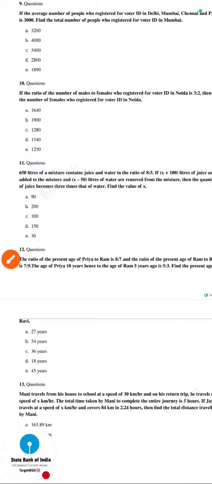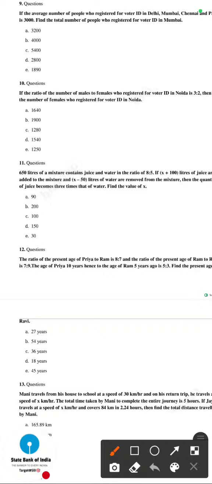650 liters of mixture contains juice and water in the ratio of 8:5. So 650 in the ratio of 8:5 means 8 plus 5, which is 13 parts. 13 parts value is 650 means each part value is 50. 8 times 50, which will be 400, and 5 times 50 will be 250. So we have juice and water in the ratio of 400 and 250.